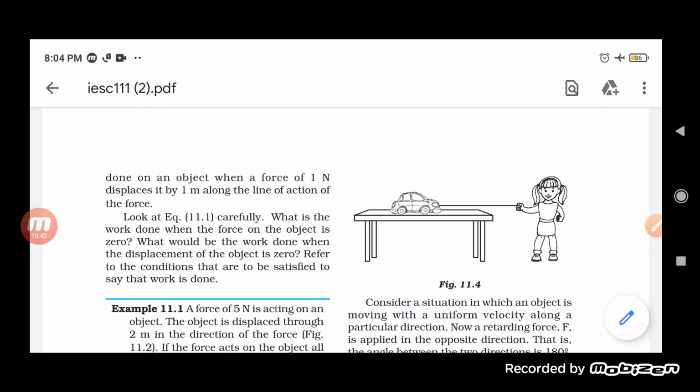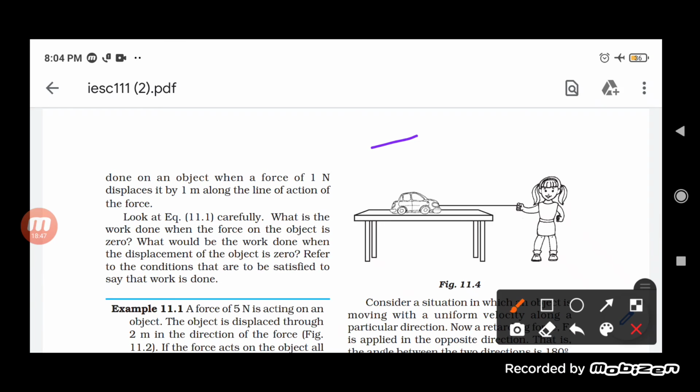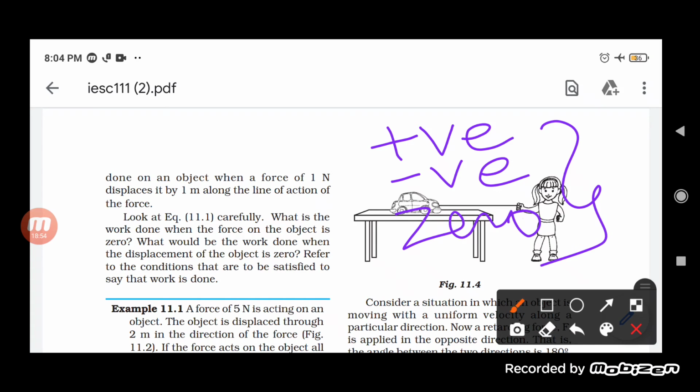So by this we have concluded that basically work is divided into 3 types. The first one is the positive work done, the second one is the negative work done, and the third one is the zero work done. Negative, positive and zero work done. Basically, when we talk about negative and positive, the force is acting either in the same or in the opposite direction. In case of zero, the force is acting perpendicular to the displacement of the object.